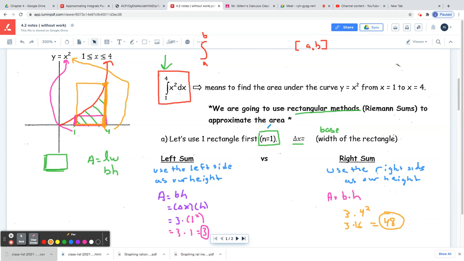The left sum, you get 3. Obviously, they're way off. One's real small, one's real big. But are there any questions about where I got any of those numbers, and understanding the difference between left sum and right sum?